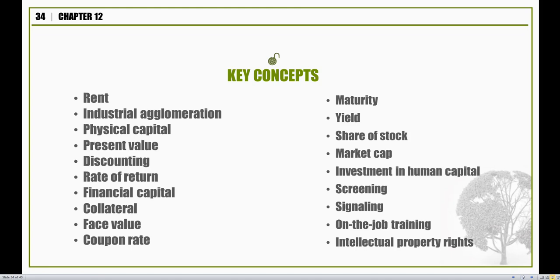We'll wrap up the rest of the semester with our final chapter, chapter number 13, where we talk about the environment next.